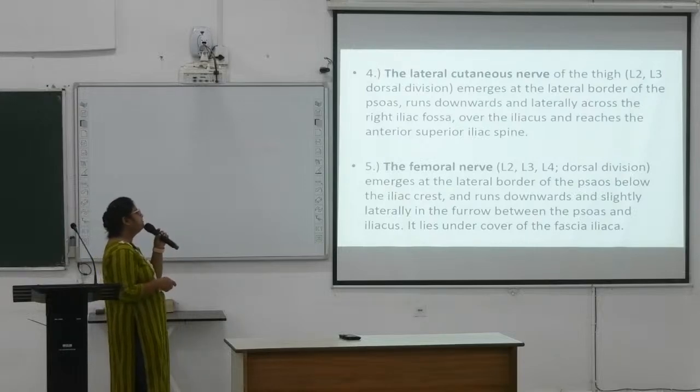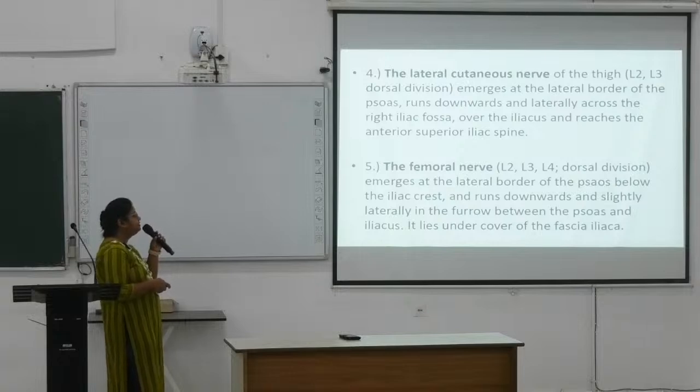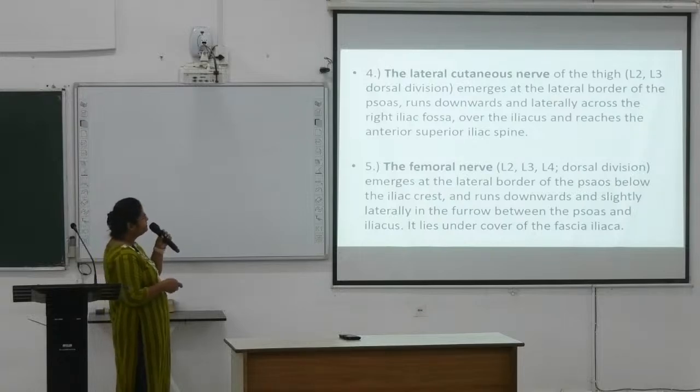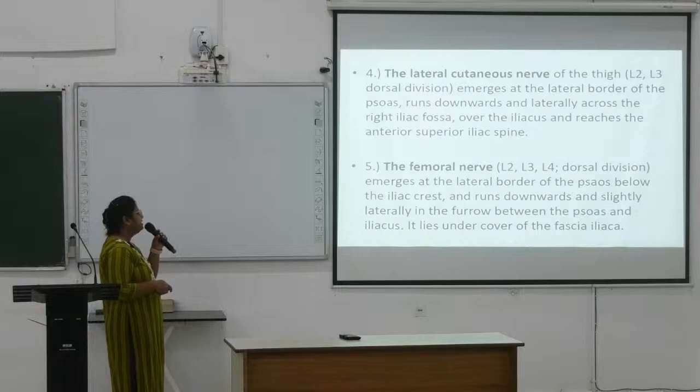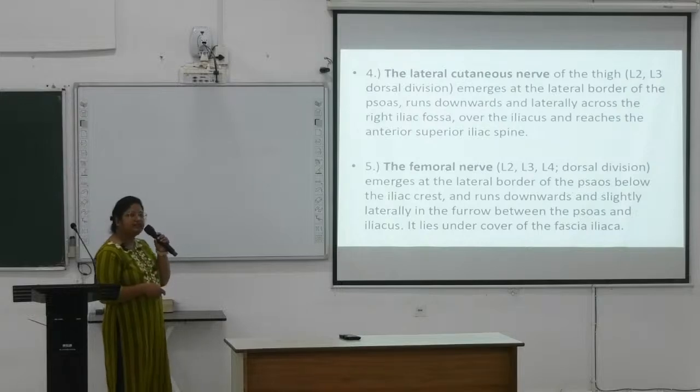Then the femoral nerve, root value is L2, L3 and L4. It is formed by the dorsal division of these nerve roots. It emerges at the lateral border of psoas below the iliac crest, runs downward and slightly laterally in the furrow between the psoas and iliacus, and it lies under cover of the fascia iliaca. That means the iliopsoas groove. The femoral nerve lies in the iliopsoas groove and it lies under cover of the fascia iliaca.